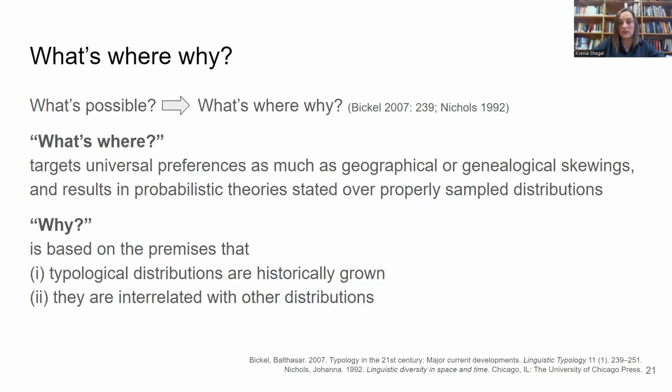So what's where? This part of the question targets universal preferences as much as geographical or genealogical skewings, and results in probabilistic theories stated over properly sampled distributions. So we are interested in how diversity is distributed across the globe, both in terms of geography and genealogy. And then why is the second part of this question, and it is based on the premise that typological distributions are historically grown. So again, we are interested in how they developed. And also they are interrelated with other distributions, which is a very important point.